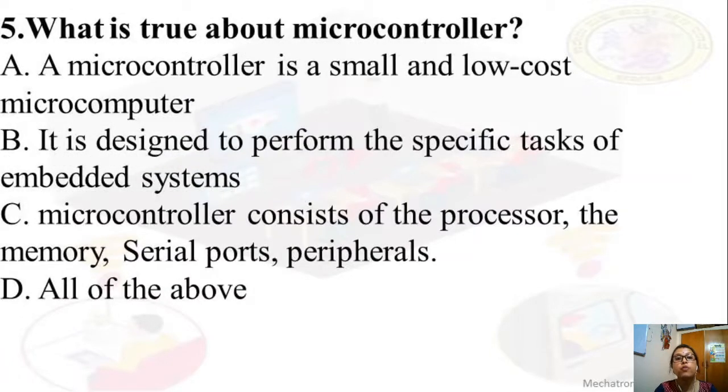Next, what is true about a microcontroller? A microcontroller is a small and low cost microcomputer. It is designed to perform specific tasks of an embedded system. It consists of processor, memory, serial ports and peripherals, or all of the above. Yes, a microcontroller is a small and low cost microcomputer, designed to perform specific tasks. It consists of processor, memory, serial ports and peripherals, all on a single chip. So the answer is all of the above.